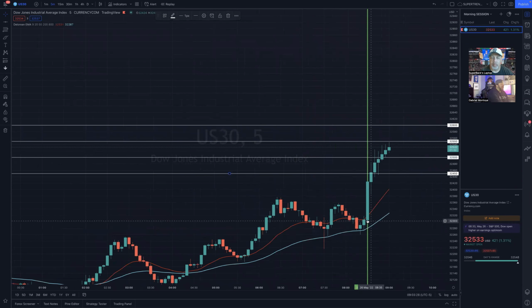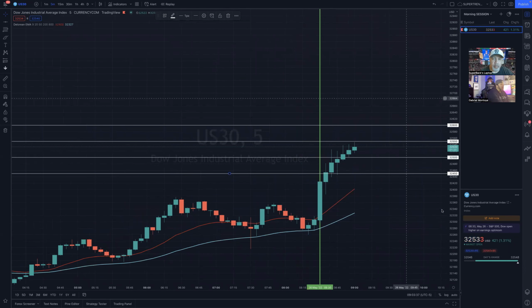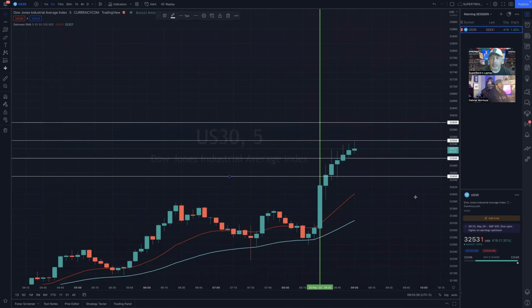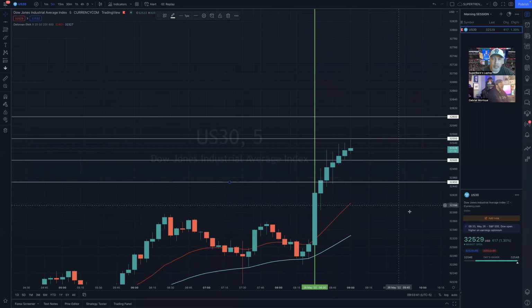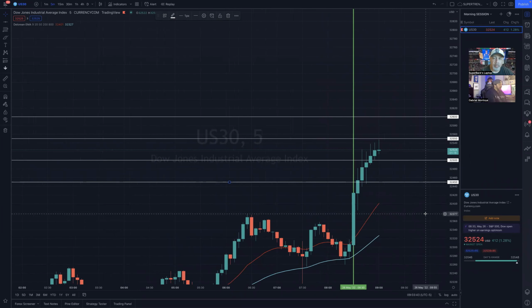As you can see here, we started off strong. We had a lot of momentum, and we've lost some momentum here. My entry here is just that next zone. Again, just keeping it very simple, guys. My next entry is that 32,550. 32,550 is my next entry.